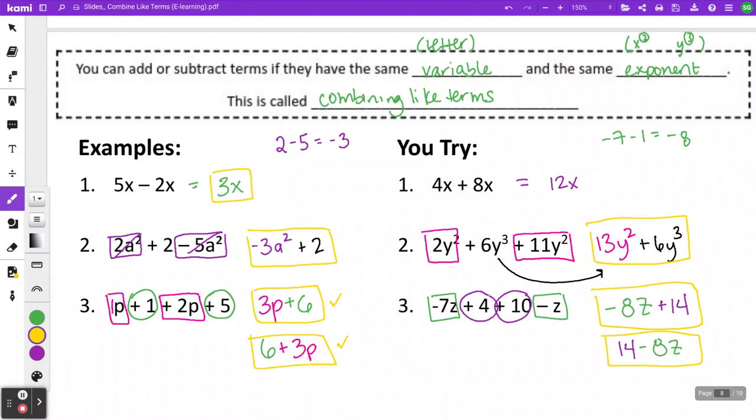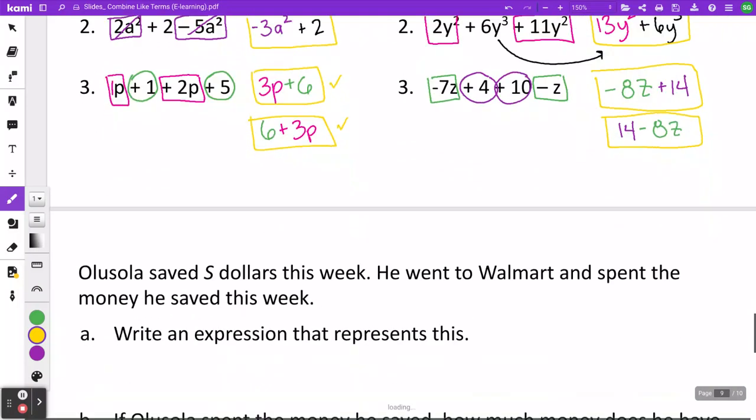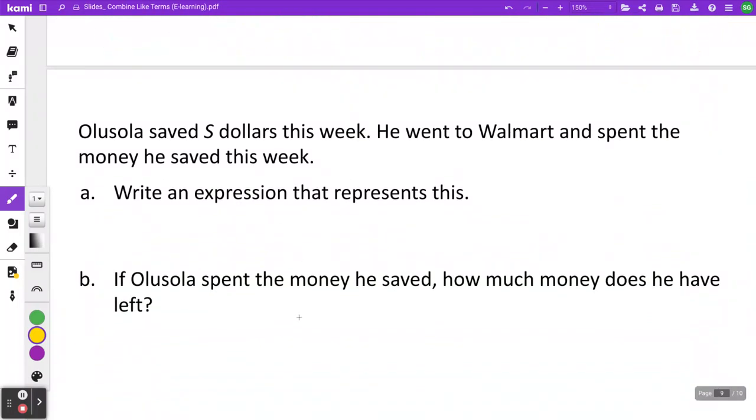There's one last situation I want to look at for something that might happen in an expression when you're going to simplify. And to help us talk through this very last part, I have one last story for us. One last time, we're talking about saving money. I must have money on the mind.